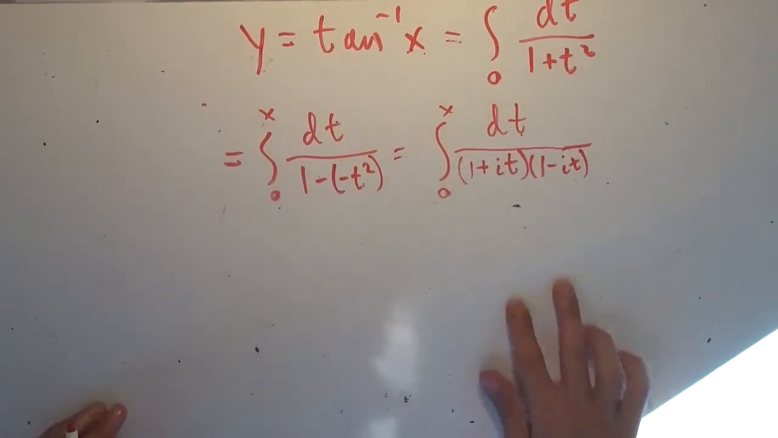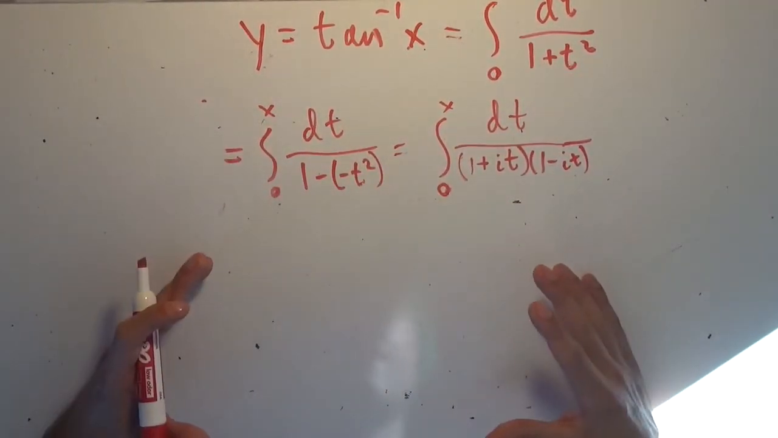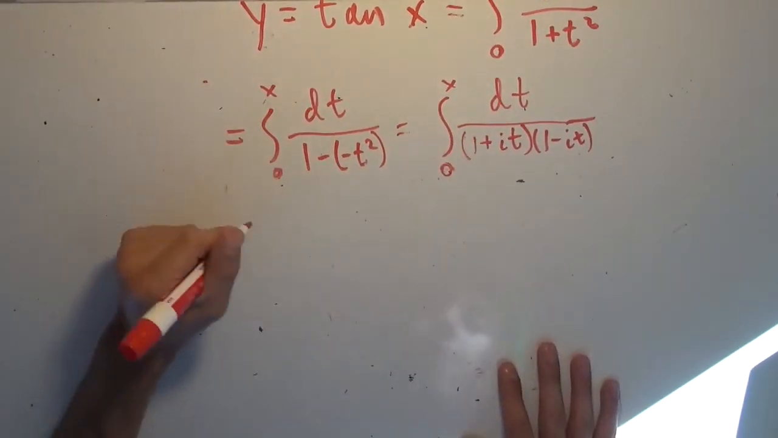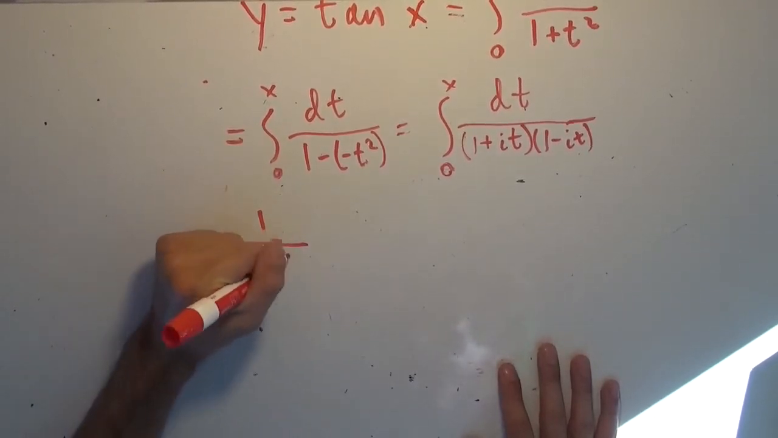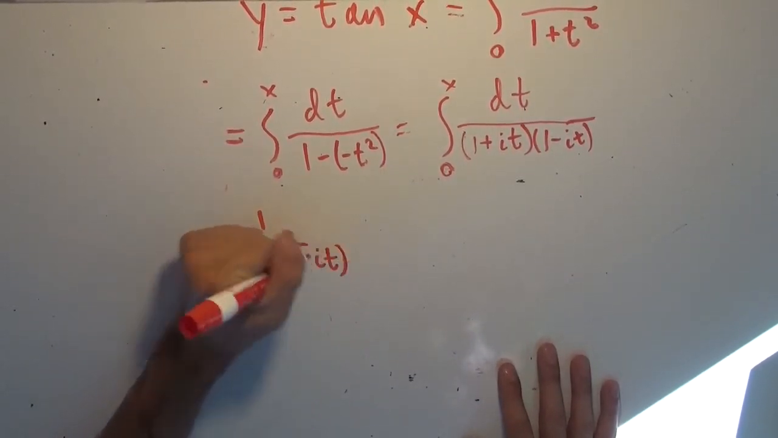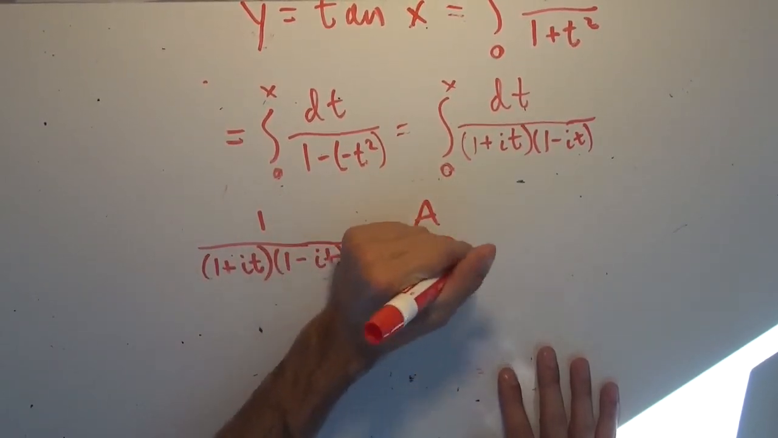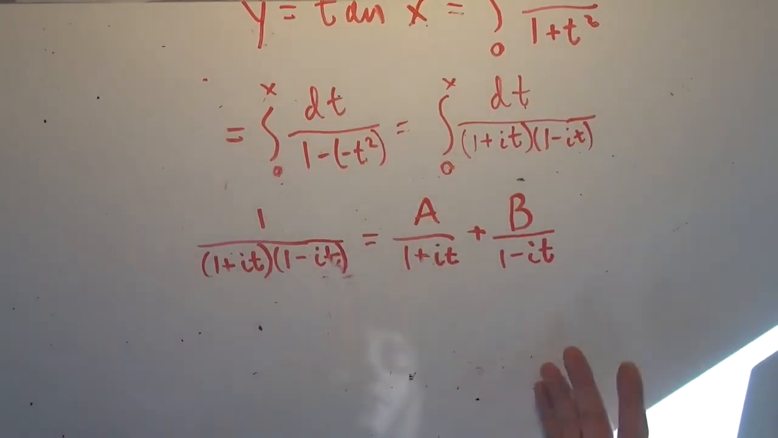And now all we're going to do is use partial fractions to split this up into its two parts. So what we want to do is write 1 over (1 plus it) times (1 minus it) as equal to some number divided by 1 plus it plus some other number divided by 1 minus it. And that's quite simple to do.